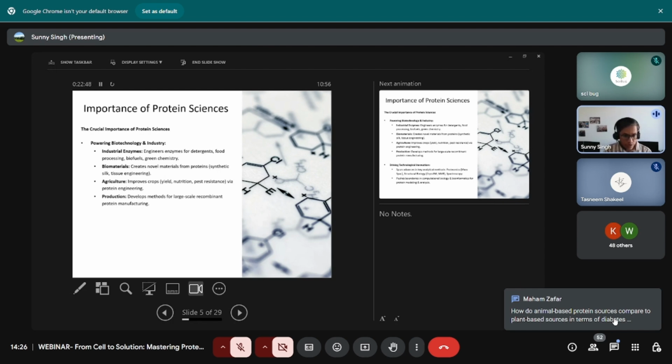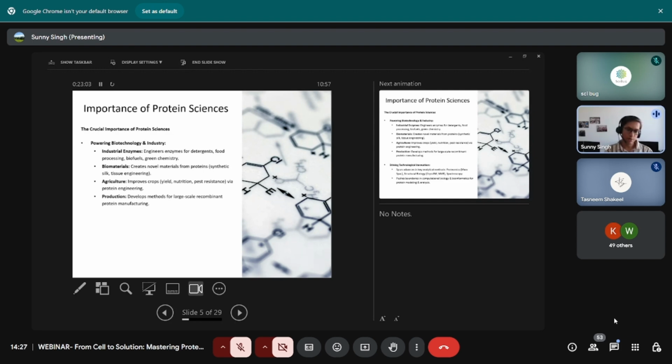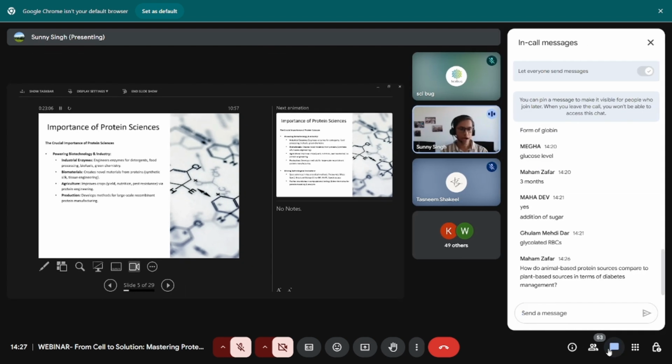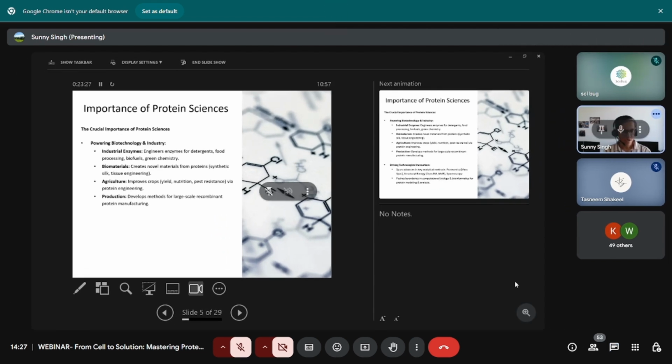So, how do animal based protein sources compare to plant based sources in terms of diabetes? Well, diabetes management, we can talk about that later, but I would say plant based sources also provide protein. The ideal thing would be to have more protein, less carbohydrates. So less roti, especially wheat flour roti, but more of jowar, bajra, ragi, millets, less white rice, more of legumes, pulses, beans. So increase your plant based protein intake.